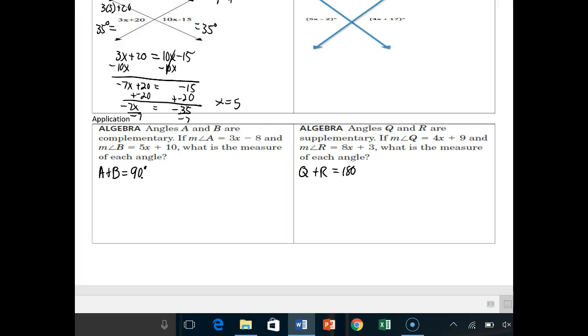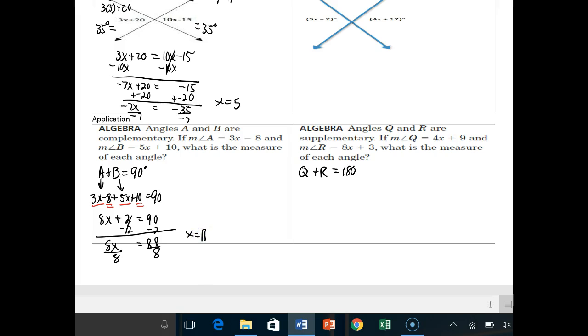If angle A is 3x minus 8, plus angle B is 5x plus 10, they have to equal 90 degrees. So let's combine like terms, 3x and 5x. That gives you 8x. And then negative 8 and 10 gives you positive 2. So now just solve by subtracting 2 from both sides, and you'll get 8x is equal to 88. Divide by 8, x is equal to 11.